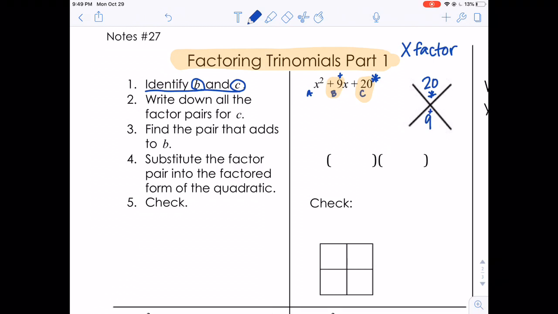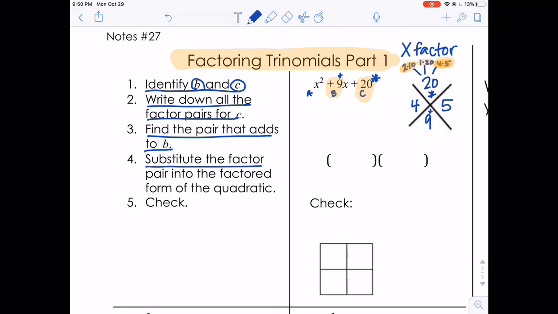All right, so I need two numbers that multiply to get 20. If you sometimes have a hard time with this, you can write down all the factor pairs for C. So that means like 2 times 10, and 1 times 20, and 3 times nothing, and 4 times 5, 6 times nothing, 7 times nothing, 8 times nothing, 9 times nothing. And then you're going to find the pair that adds up to B. I know that 2 plus 10 would be 12. I don't want that. This would be 21. I don't want that. But 4 times 5 was 20, and 4 plus 5 is 9. So I know that this is positive 4 and positive 5.